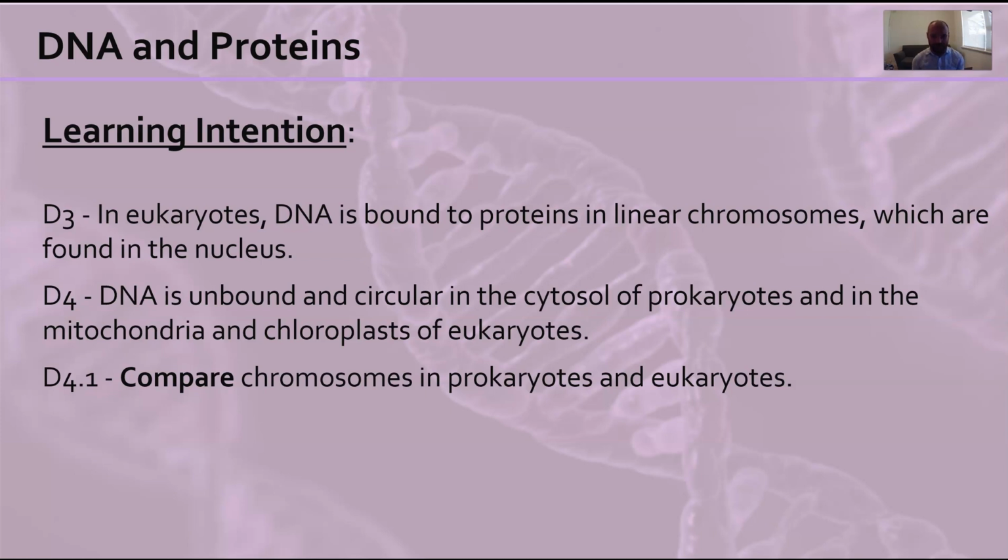In this video, we're going to look at eukaryotic DNA and prokaryotic DNA and compare the two. We're then going to have a look at how aspects of DNA in mitochondria and chloroplasts can be evidence for the evolution of eukaryotes.